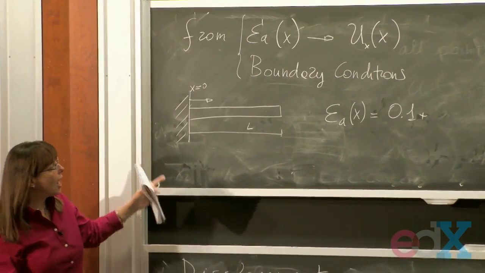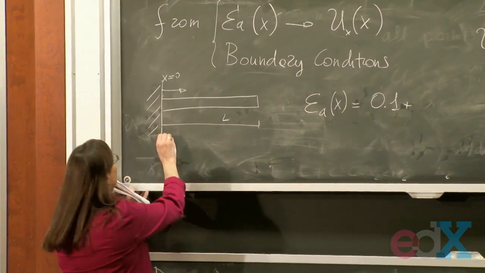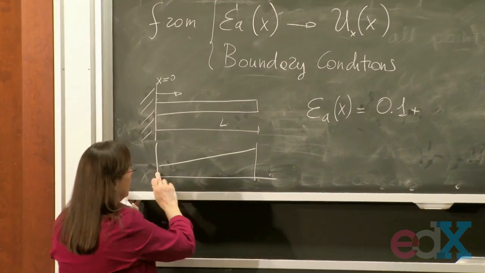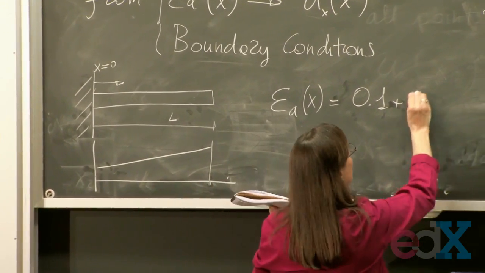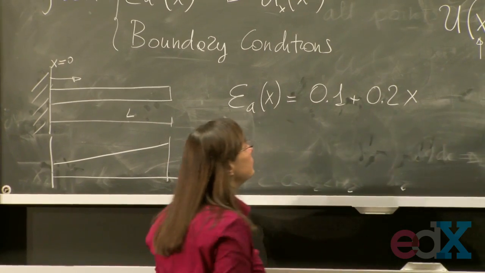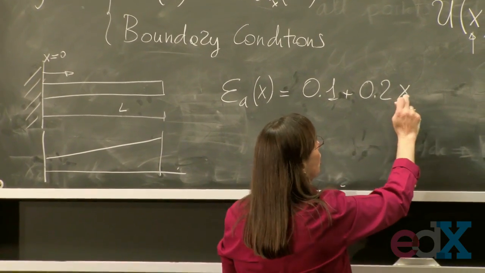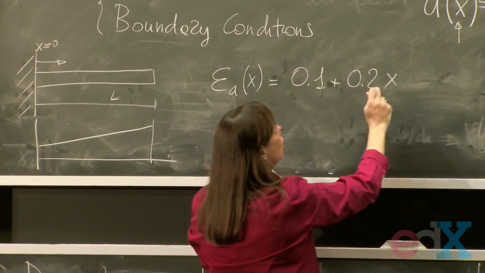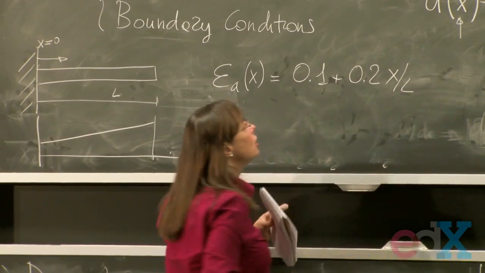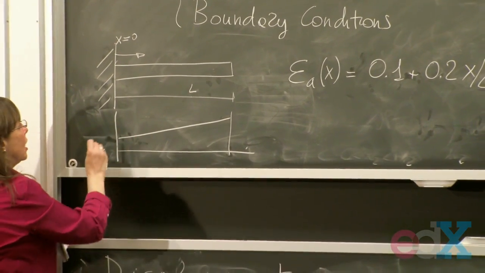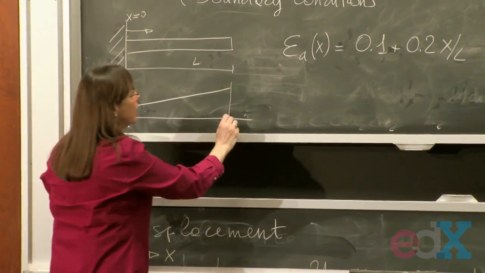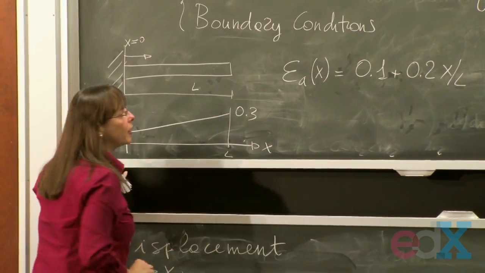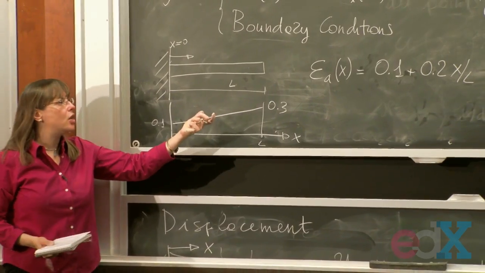Okay, so your axial strain is 0.1 plus a term that increases linearly with x. So let's say plus 0.2x. And because I cannot do this, because x has dimensions and epsilon a does not have dimension, I'm going to do plus 0.2x over L. So that means that my epsilon a starts at 0.1, and then when x is equal to L, I'm going to be at 0.3. Okay, so I come to you and I tell you epsilon a of x is that.